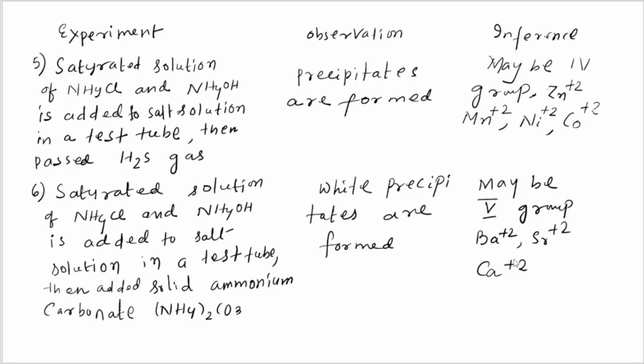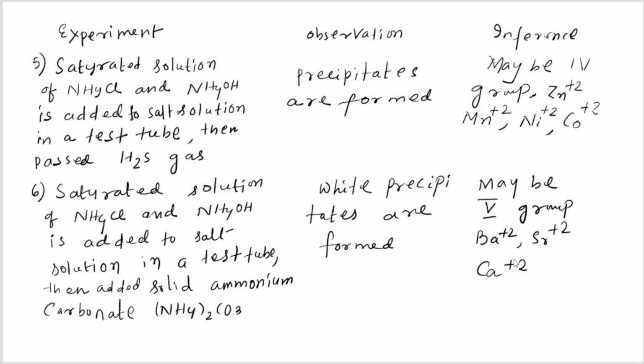And here what to do? Ammonium chloride and ammonium hydroxide are added to the solution. Then pass H2S gas, and a precipitate is obtained. It may be zinc, Zn+2, manganese, Mn+2, nickel, Ni+2, or maybe cobalt, Co+2. You will see according to color what it may be, then you proceed for the confirmatory test.